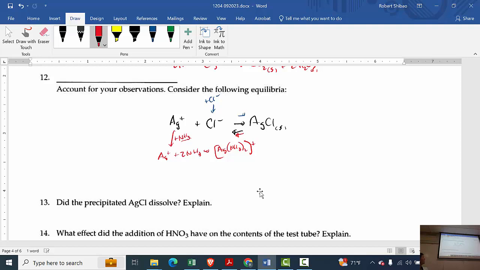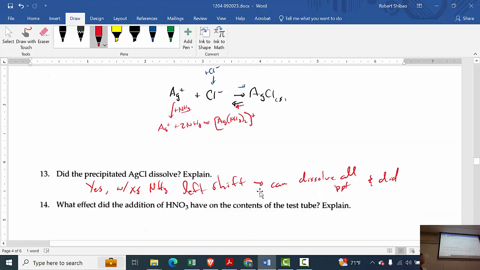So did the precipitated silver chloride dissolve? Okay, we could say yes with excess ammonia. Yes, with excess ammonia, we have a left shift, ultimately ending in all the precipitate dissolving. It can and did dissolve. So this is kind of how we write it up. When we do calculations, we're not going to write it up like this.